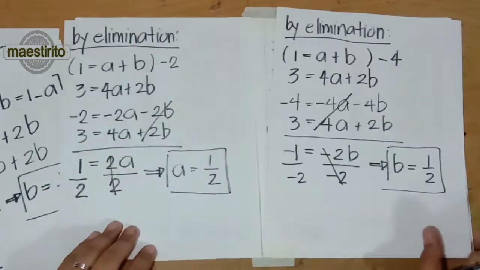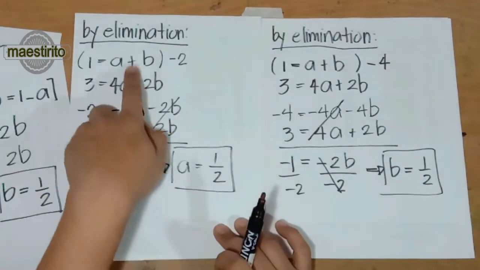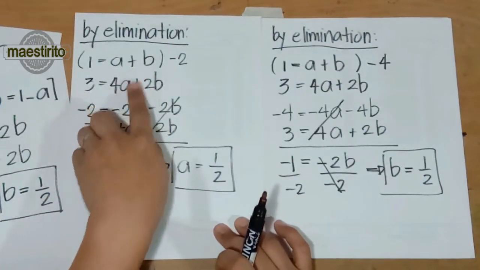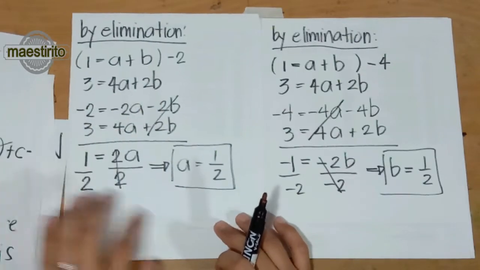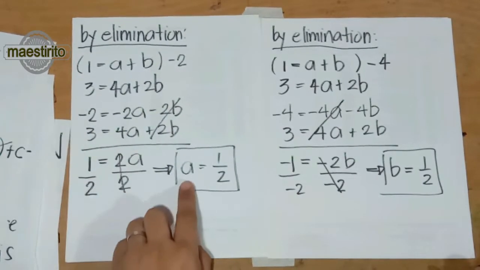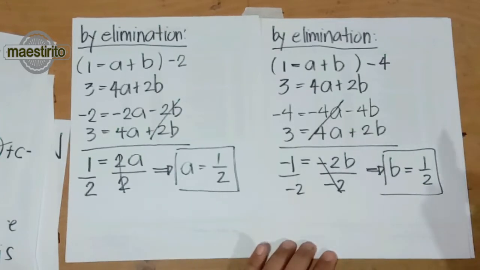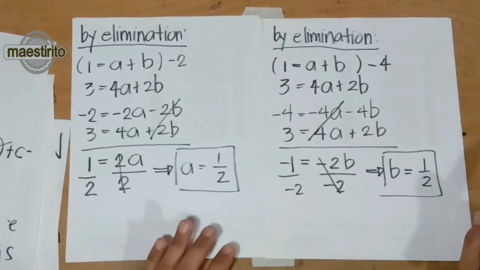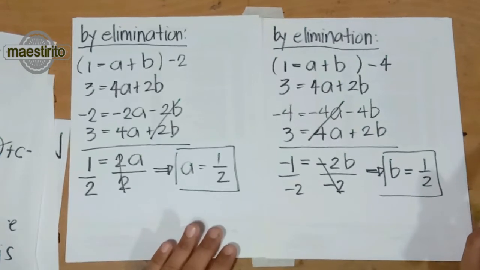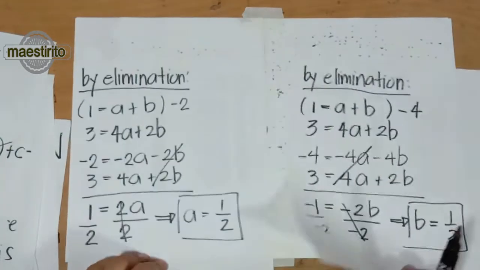And then another method, that's by elimination, using the same equations, of course. 1 equals a plus b, 3 is equal to 4a plus 2b. To solve for a, eliminate b, then we also got 1/2. For the next one, to solve for b, eliminate a, we also got 1/2, same as the substitution method. Okay, so let's continue.